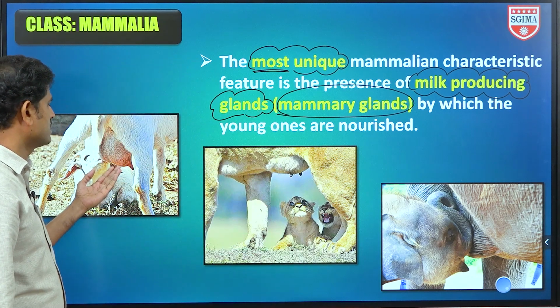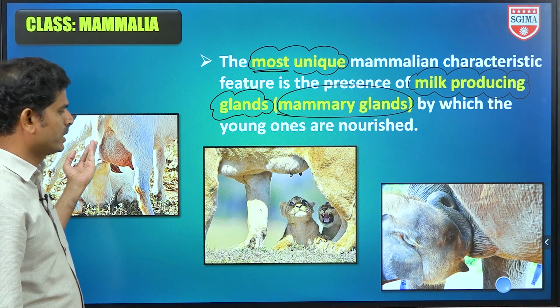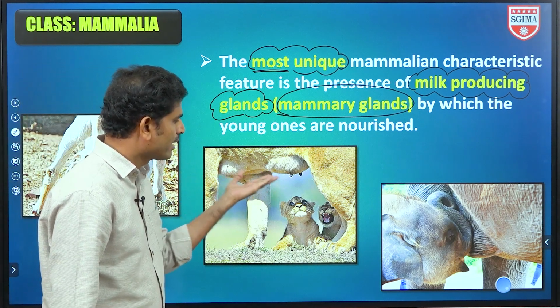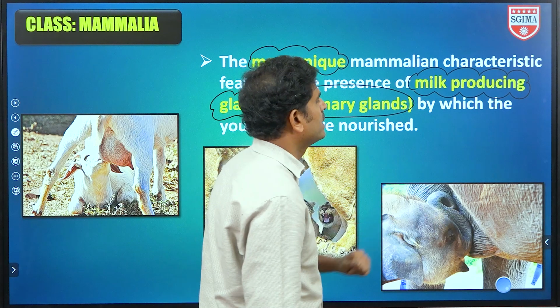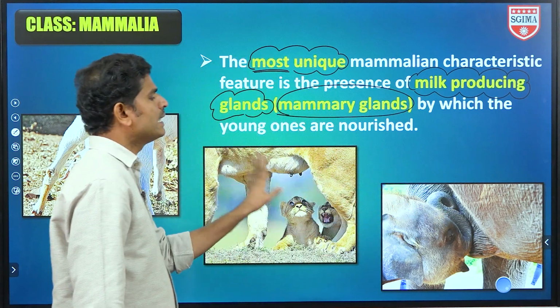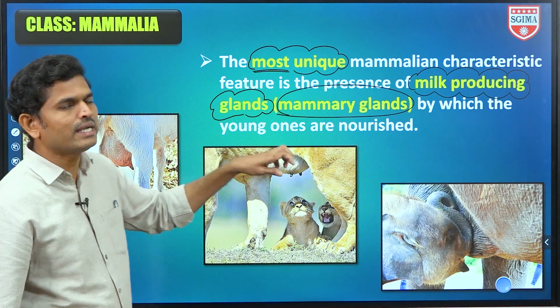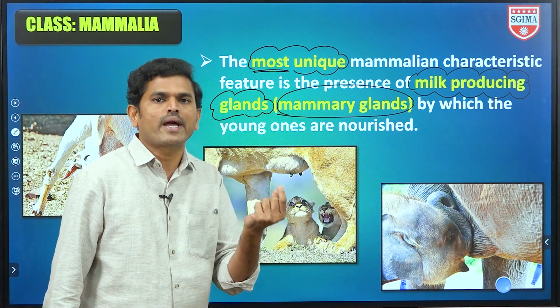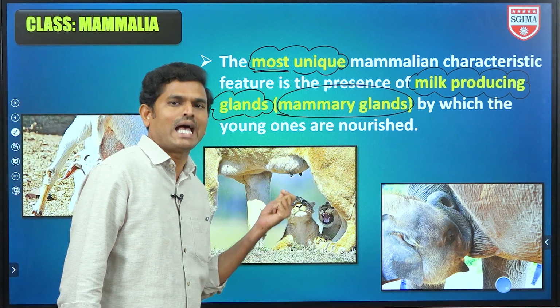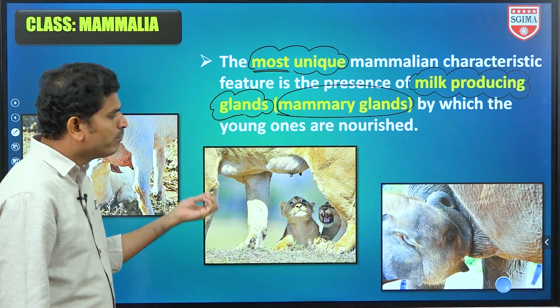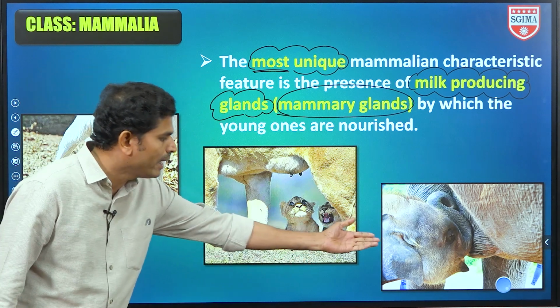Here, mammary glands. This is a sheep, goat. Next one, this is a tiger, lions, and next one elephant. These contain mammary glands by which they secrete a white fluid. It is known as milk. That milk helps to bring up the young ones.